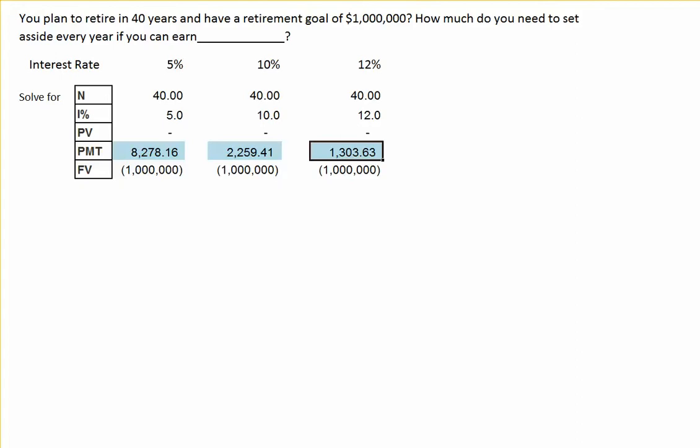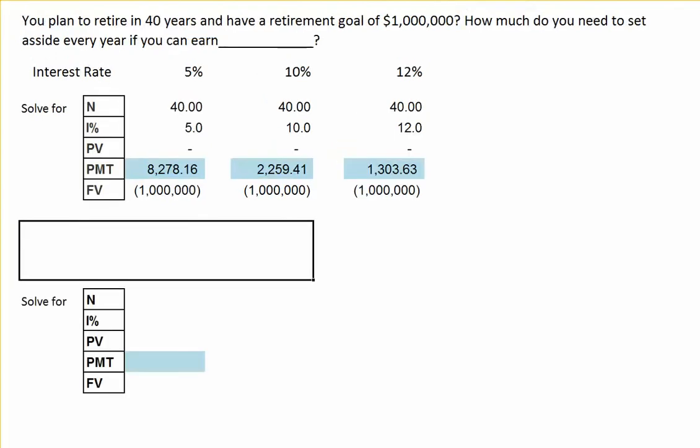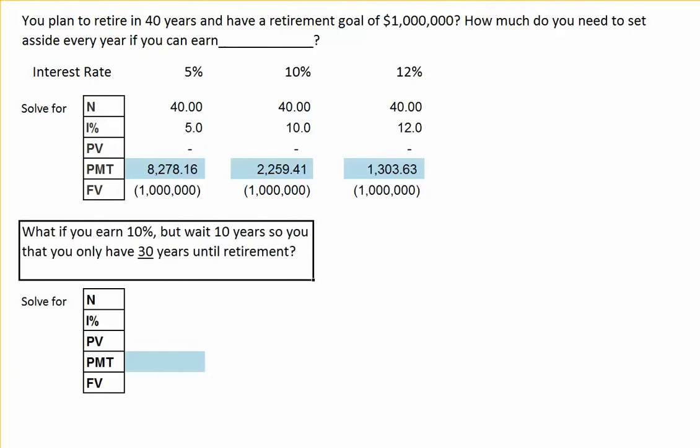If you put your money aside in a passbook savings account and earn a low rate of interest, it's unlikely you will achieve your retirement goals. Let's consider another situation. What if you earn 10% but wait 10 years so that you only have 30 years until retirement? How much would we need to set aside in each one of those years?